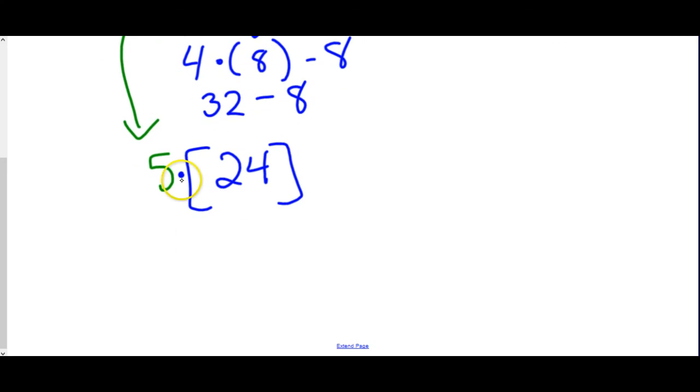So our last operation is multiply. Yes, there are parentheses here, but the whole purpose of the parenthesis part is to simplify what's inside the parentheses. Once that's been done, then we just look at it as multiplication. So we would do 5 times 24, which ends up being 120.